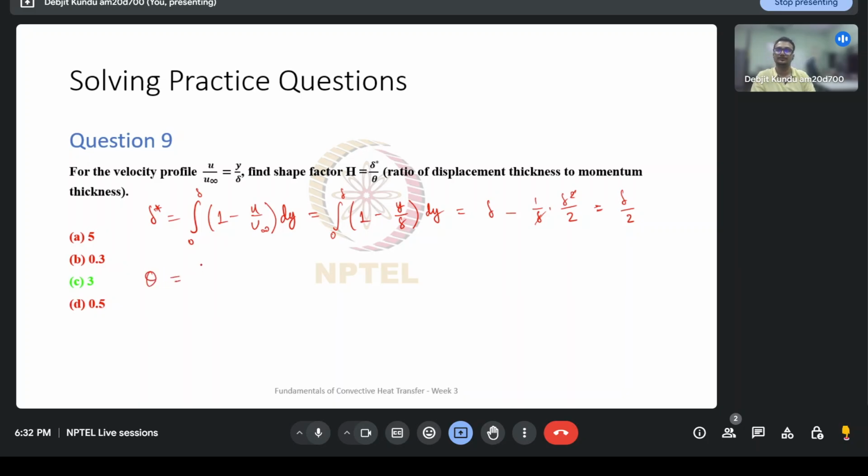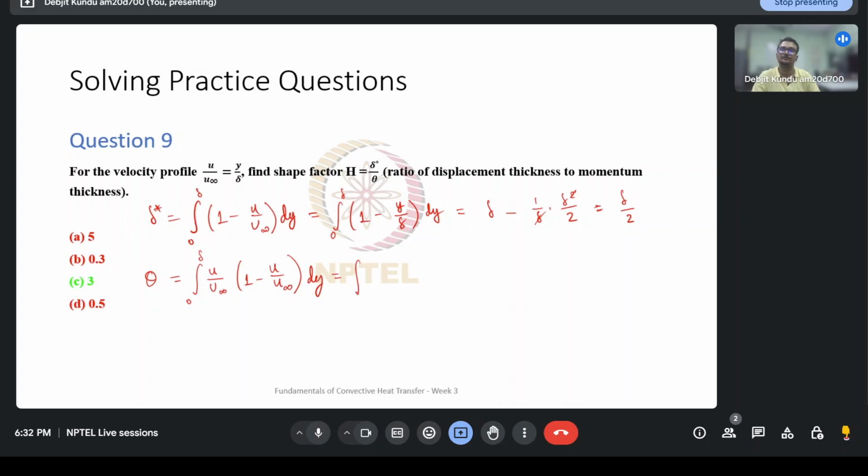And then computing theta. So the formula of theta is u over u infinity into 1 minus u over u infinity into dy. So basically this is the flux loss from going from a free stream velocity to a slowed down boundary layer, and this u over u infinity is the momentum loss. So if we multiply momentum into the mass flow rate, we get the momentum loss, right?